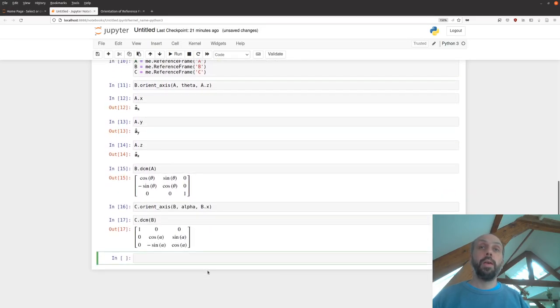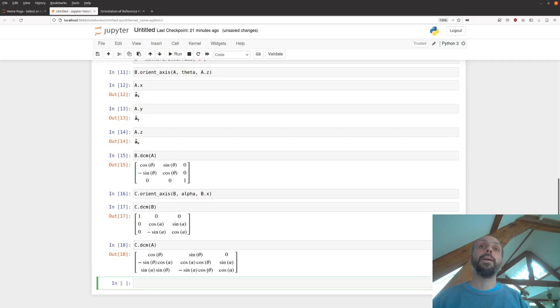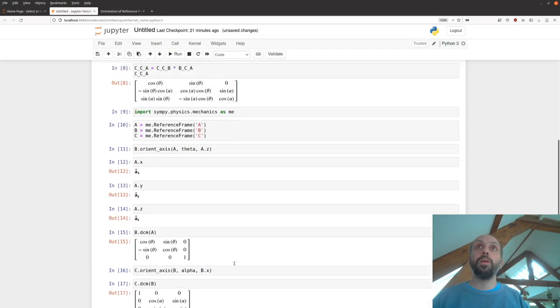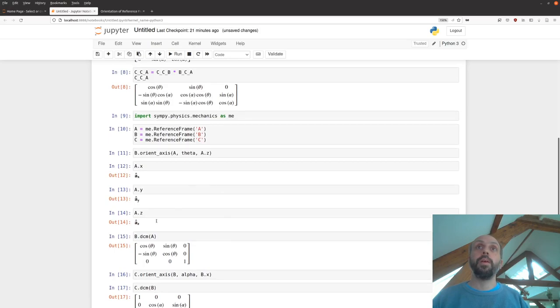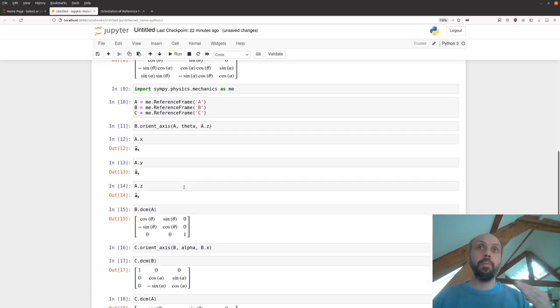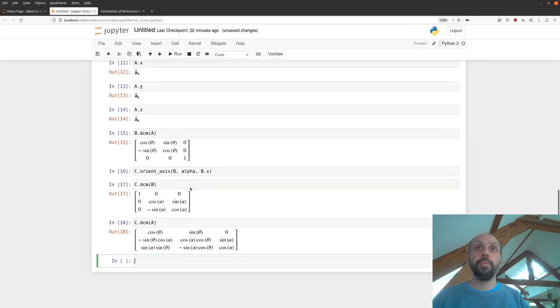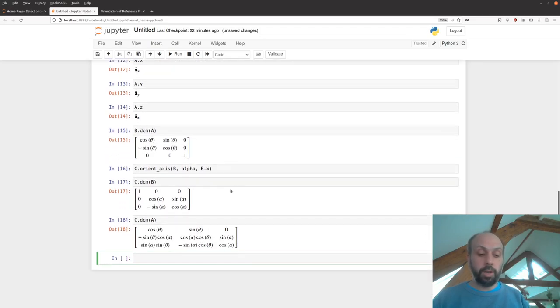And I don't have to do the matrix multiply manually either. I can say C.dcm(A), and as long as I have set up a chain of successive rotations, I get my result with the direction cosine matrix that we got above. Right? So this makes it quite easy to think about the orientations that you're doing. For the Euler Z, X, Z, we can also do that in one step.